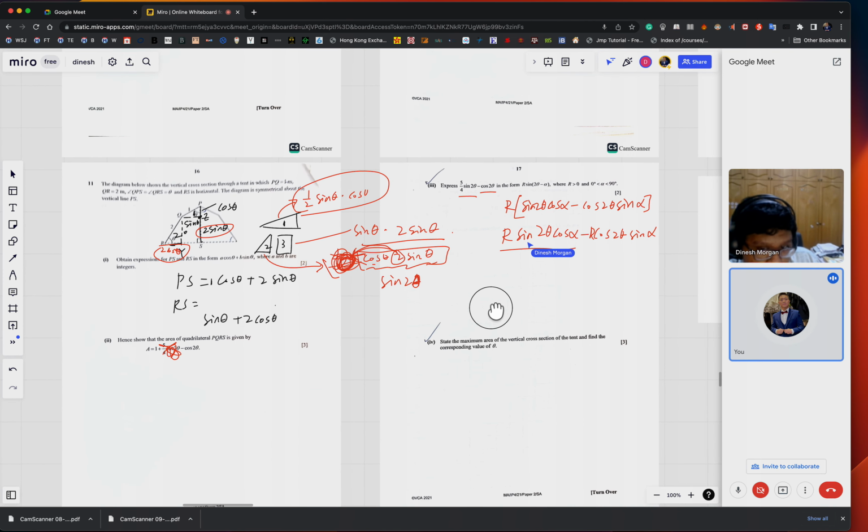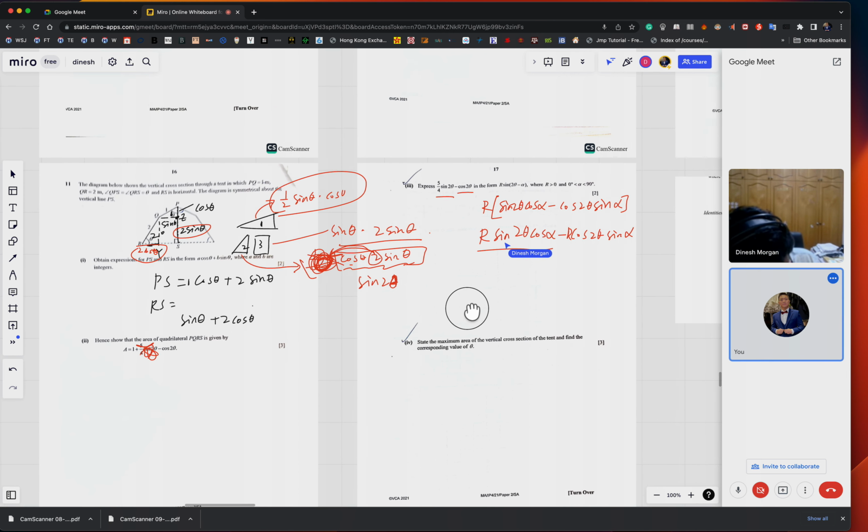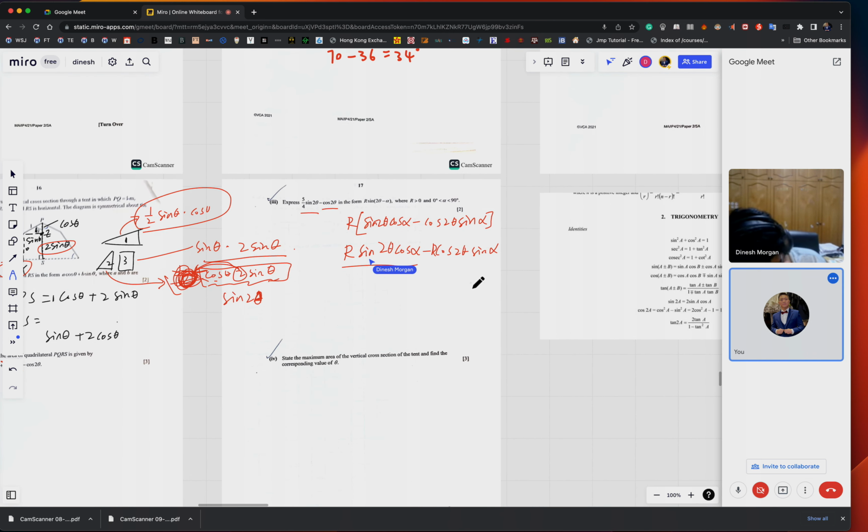Express this 5 over sine 2 theta minus cosine 2 theta in the form of that? I don't know, but I think it should be square root of 5 over 4 squared plus 1 squared. What do you mean, for R? I'm not talking about R. I'm talking about comparing the similar terms. That means you will end up with this. Then this will be your cosine 2 theta, right?